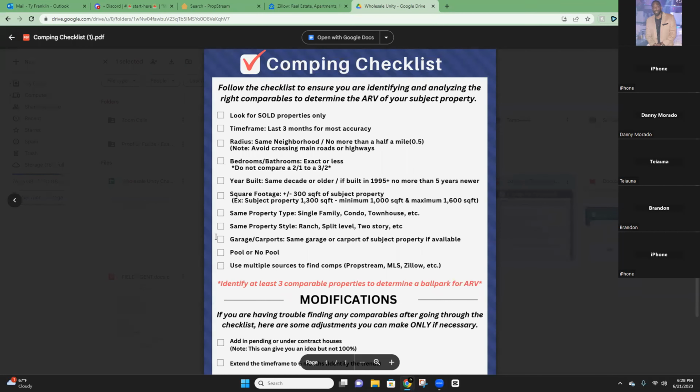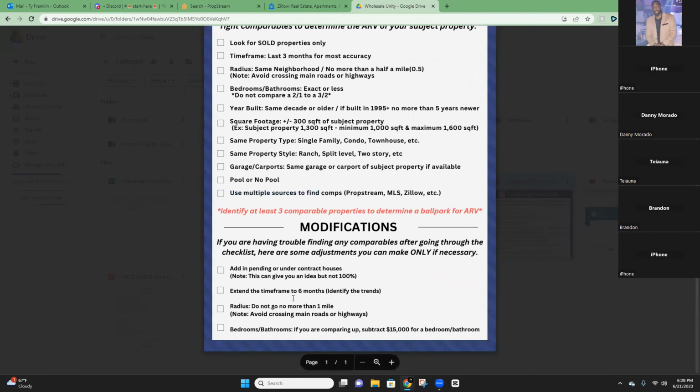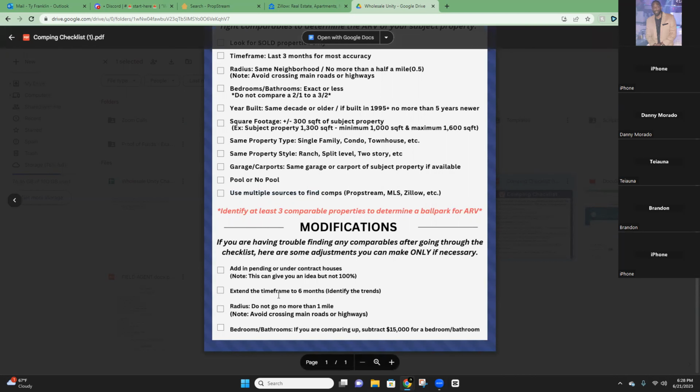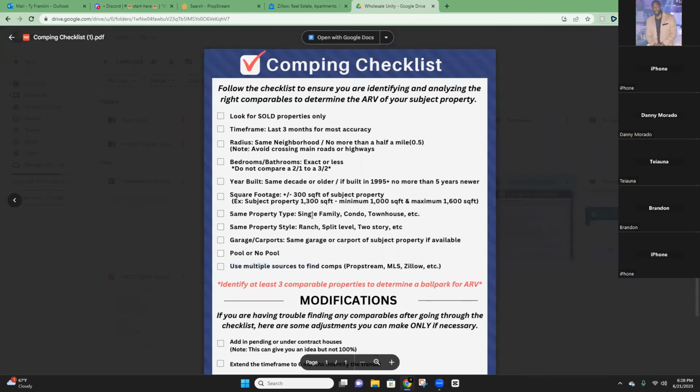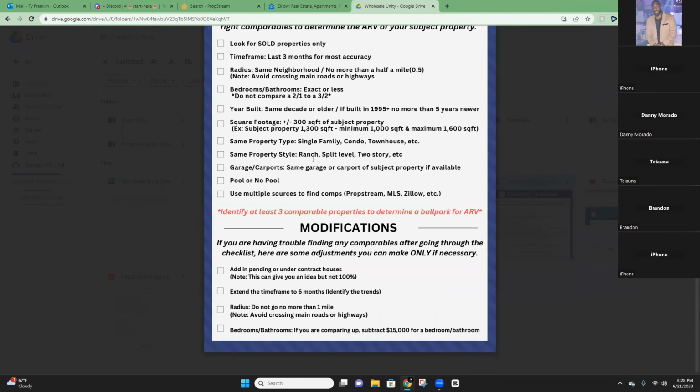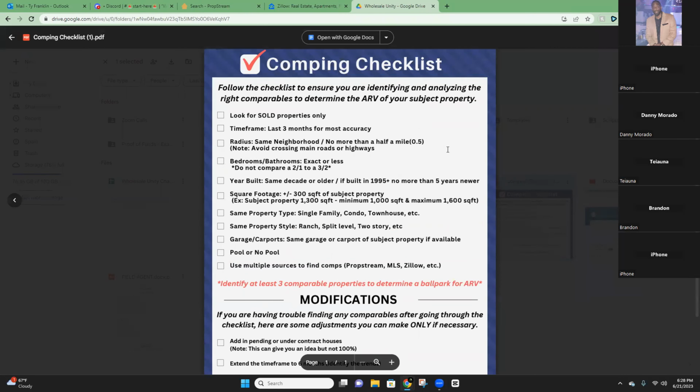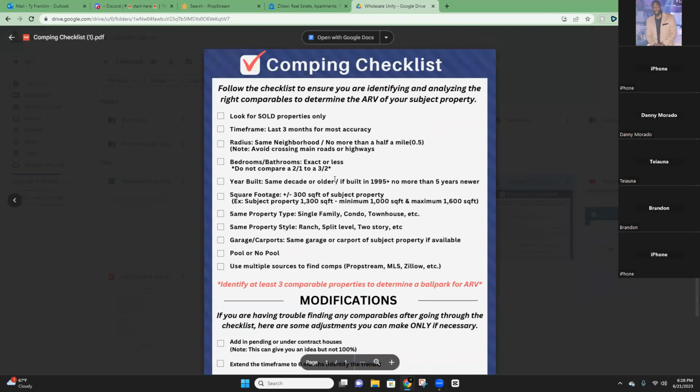And then, like I said in the beginning, use multiple sources, right? And then there are modifications, and we went over the modifications as we went through this. So this is the checklist. These are all the things you need to do. Once you put all these things in, all these filters, all these criteria, then you're going to be able to see what properties show up that fit that criteria, that match your specific property. Any questions about this? Any of it?